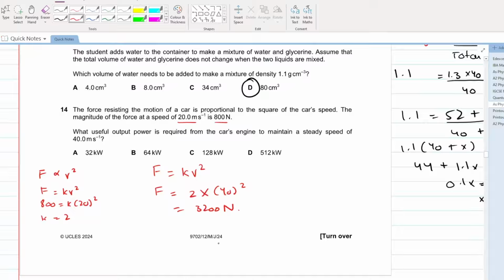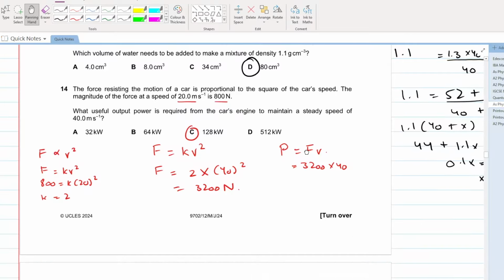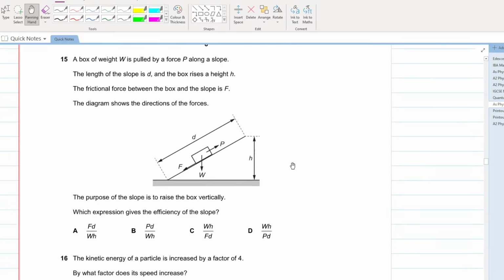Now, what will we do here? Do you remember the formula of power is what? Force into velocity. Force is 3200. Velocity is 40. Can you guys calculate the answer? My answer comes out to be 128 kilowatts. C is your answer. Simple, nothing complicated, just common sense.